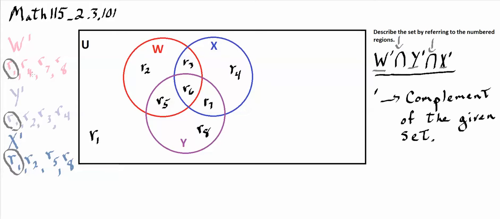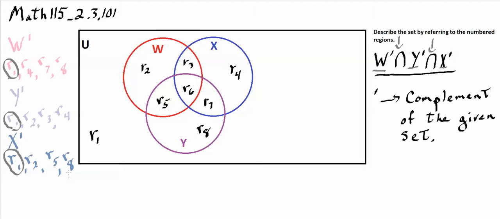It also has R sub 4, but R sub 4 is not common to all three sets because X prime does not contain it. R sub 7 in W prime is not contained in either Y prime or X prime, so we ignore it. And R sub 8 in W prime is also in X prime, but not in Y prime. So we can continue that logic and look at R sub 2 and R sub 3, R sub 5, R sub 4, R sub 7, R sub 8.